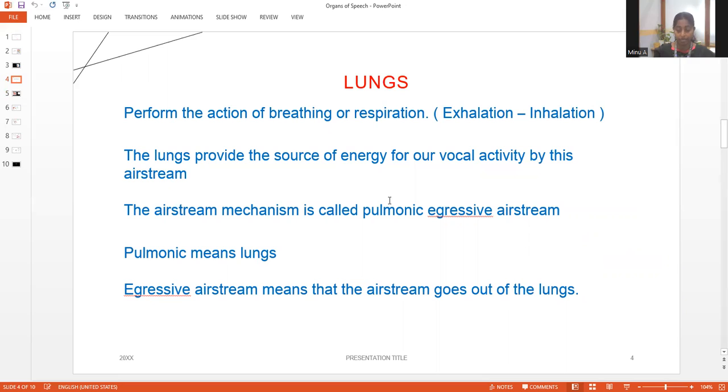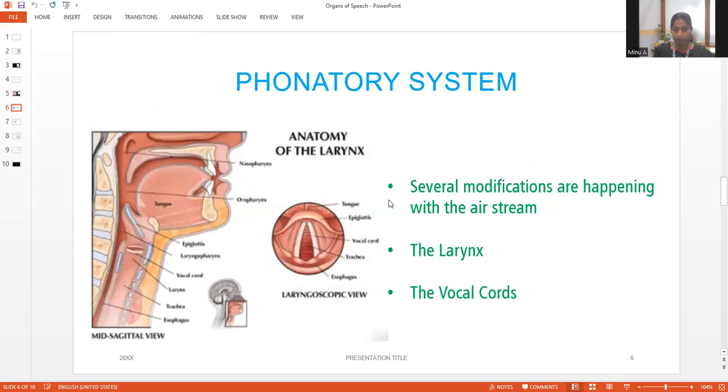The airstream mechanism which is mostly used in languages is known as the pulmonic egressive airstream mechanism, because most of the time, when we breathe out and the air from the lungs is pushed out, the speech sound is getting articulated. The air that is pushed out of the lungs, because of the movement of the muscles of the chest, reaches a particular point. That point is known as the windpipe or trachea.